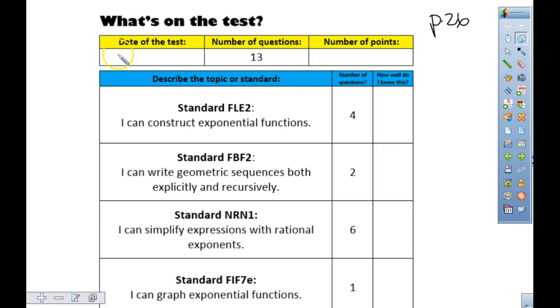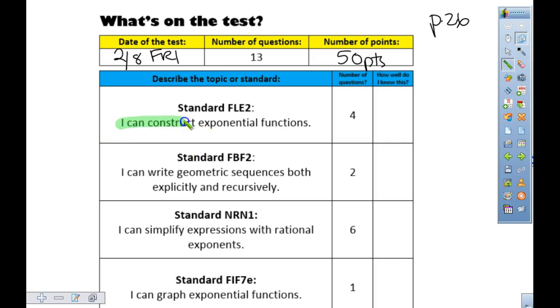Page 26. So our test is Friday. And like I said, depending on the weather and what happens, you're working on the review. So to have those extra days to practice, answers are going to be in the back as you do the odds. There are 50 points on the test.